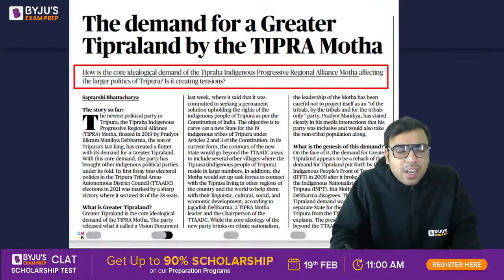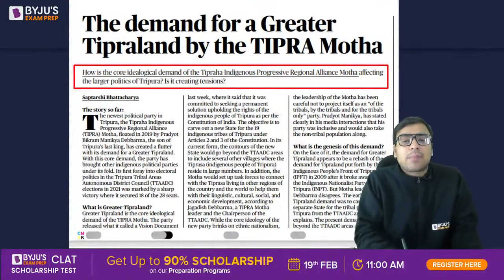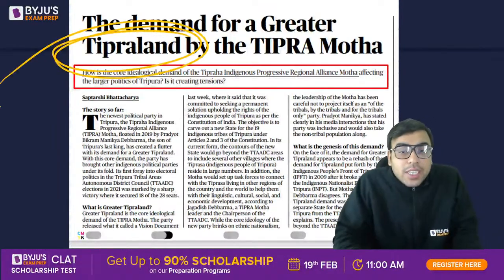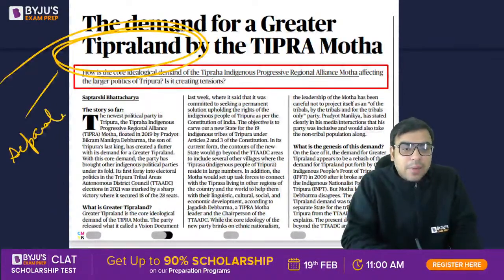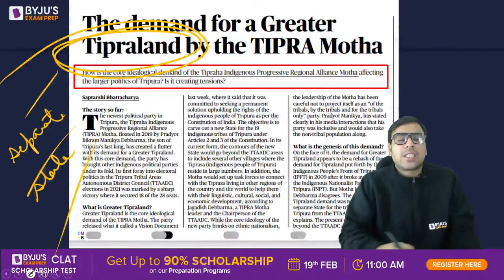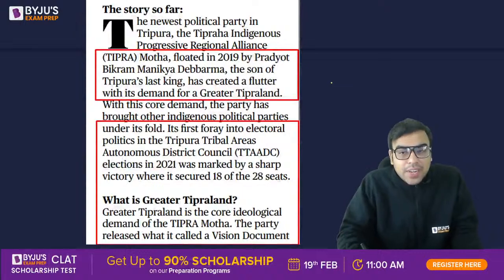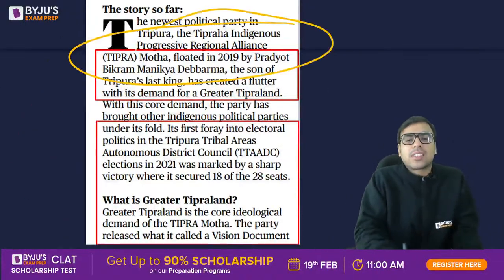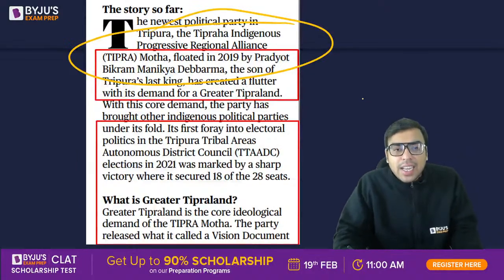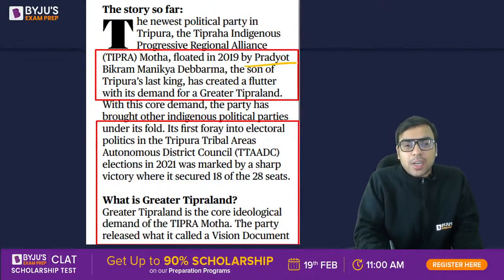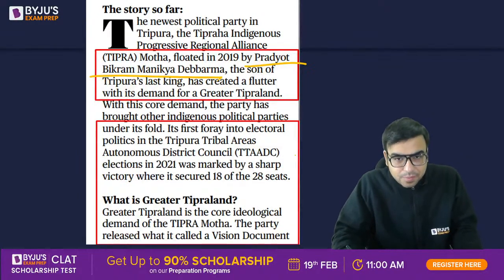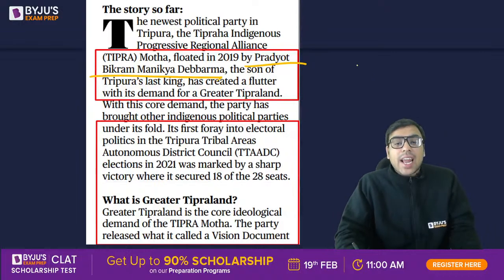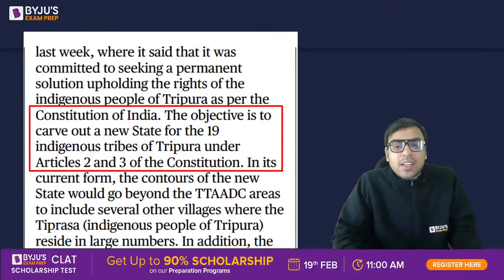Okay. Now this is another article, the demand for a greater Tipra land by Tipra Motha. What is Tipra land? They are demanding a separate state, a large separate state, and that is called Tipra land. Just have an idea about it. There is an alliance, the Tipra Indigenous Progressive Regional Alliance, in Tripura. This is floated by Pradyut Bikram Manikya Debarma, the son of Tripura's last king. So they are demanding a greater Tipra land in the northeast.